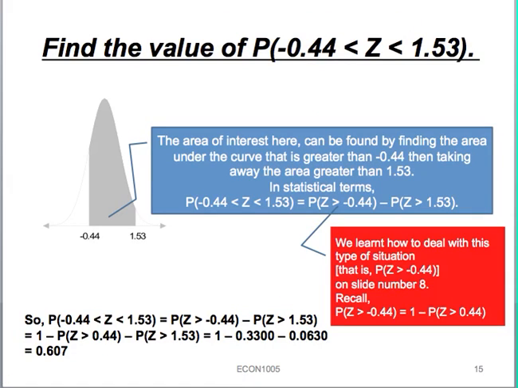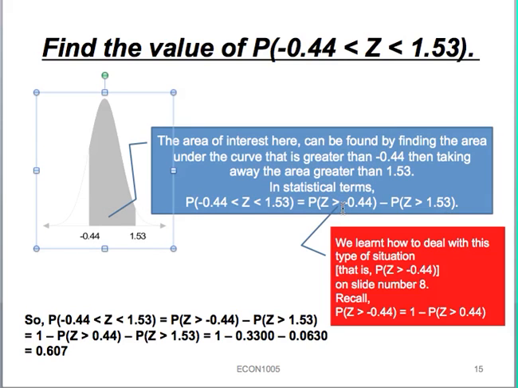Now, what if we need to find the probability that z lies between negative 0.44 and positive 1.53? Again, as usual, I'll draw a little graph to see exactly the area that I'm interested in finding. To find this area, I will find the probability that z is greater than negative 0.44, and then I'm going to take out this little area that is greater than 1.53. So I've made a note. The probability that z lies between negative 0.44 and 1.53 is the probability that z is greater than negative 0.44 minus the probability that z is greater than 1.53.